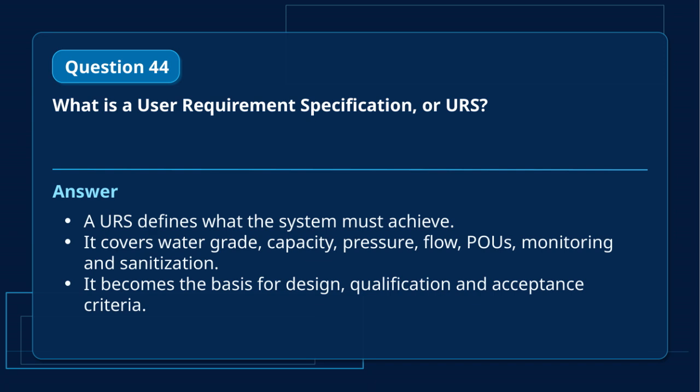The URS is critical because it serves as a foundation for the system's design, qualification, and acceptance criteria. In other words, every stage from planning to final approval relies on the specifications laid out in the URS to ensure the system performs as needed.